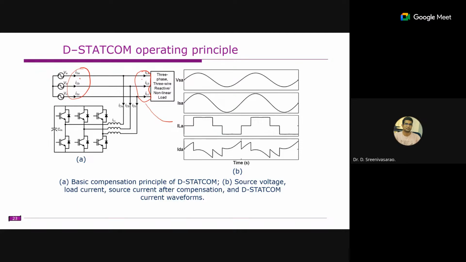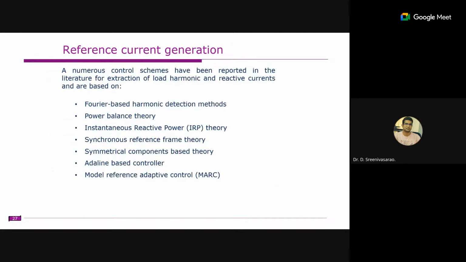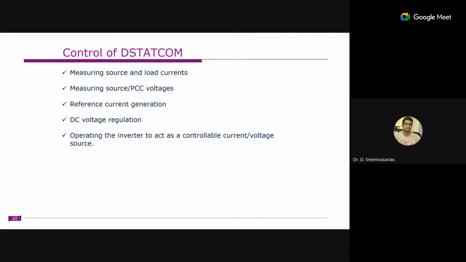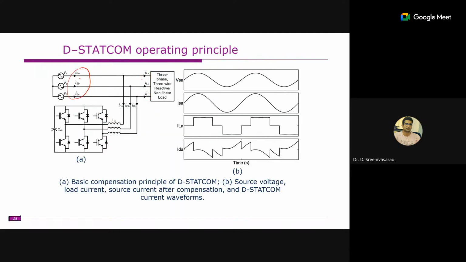Understood? So that means reference current generation is important, right? The reference current generation for this D-STATCOM is important. As we discussed, this is operating in current control mode, so we need to obtain the reference current for this.